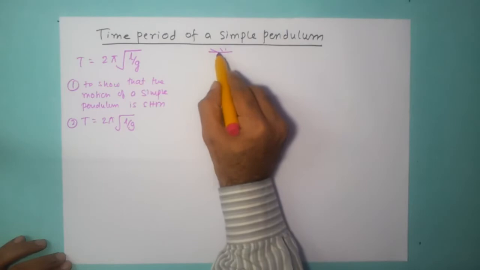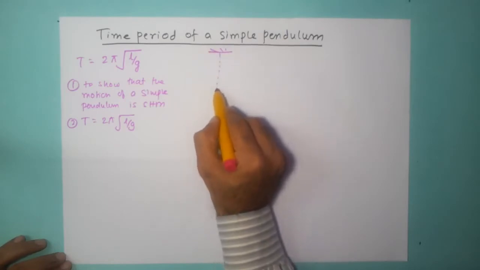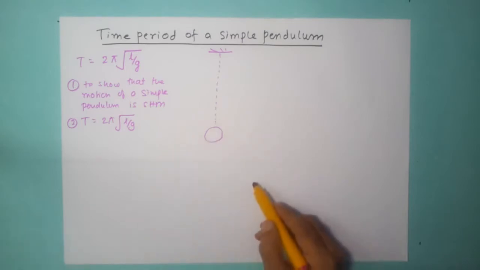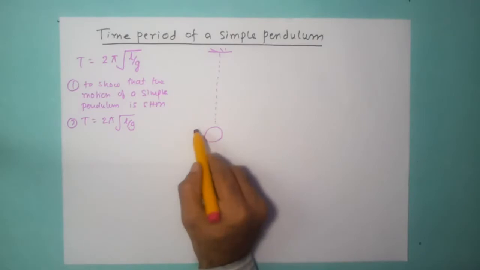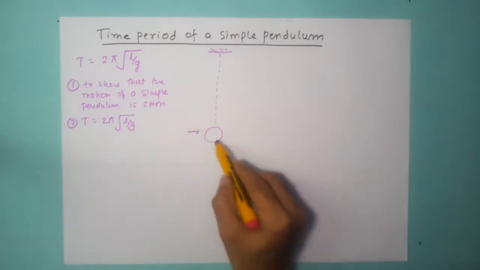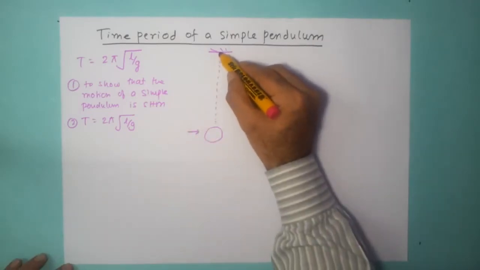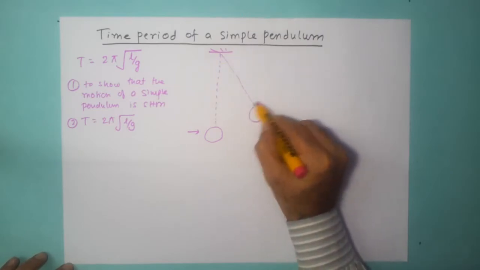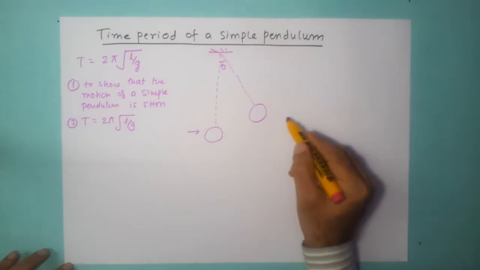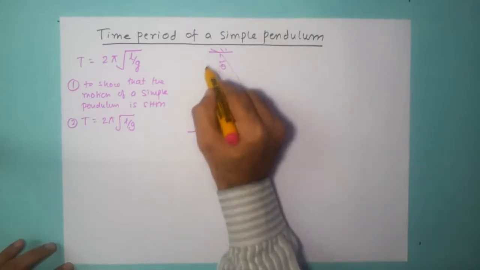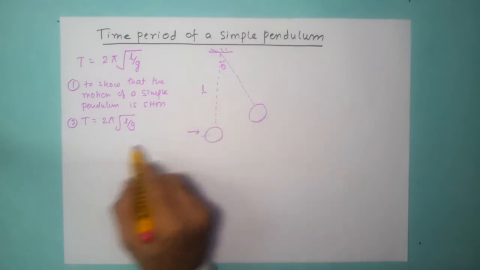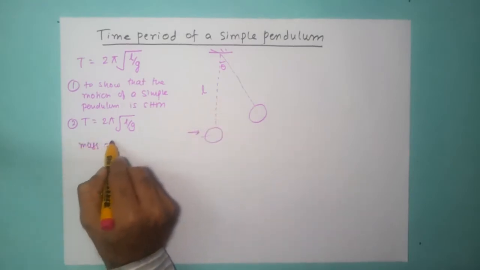This is the rigid support, and let us say this is the equilibrium position of the simple pendulum. So it is in its equilibrium position, and let us say we apply a disturbing force onto this, so it will start moving in this direction, and let us say it turns through an angle theta and comes in this particular position. Let us say the effective length of the pendulum, of course, is L, and the mass of the simple pendulum is equal to M.